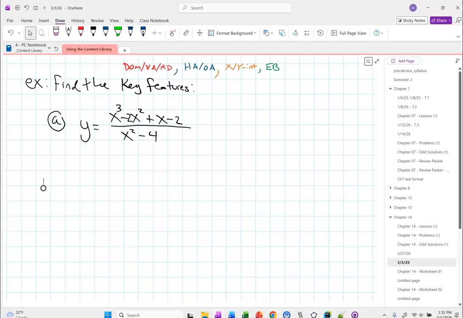For domain, vertical asymptote, removable discontinuity, the first step would be to factor. Okay? So, start with the denominator. That should be easy to factor. How does x squared minus 4 factor? X plus 2, x minus 2. Great. Now, how would I factor x cubed minus 2x squared plus x minus 2?